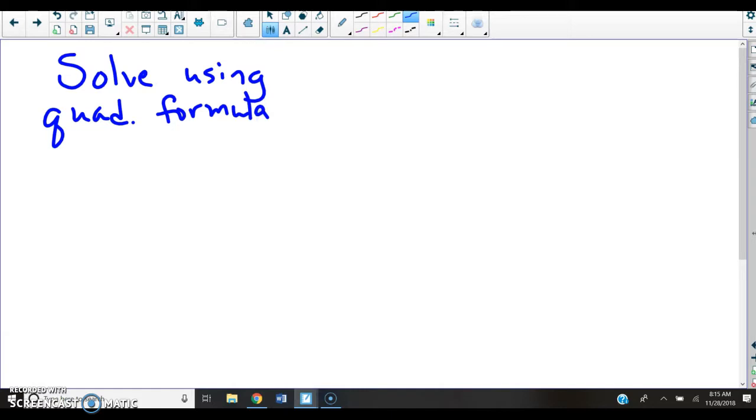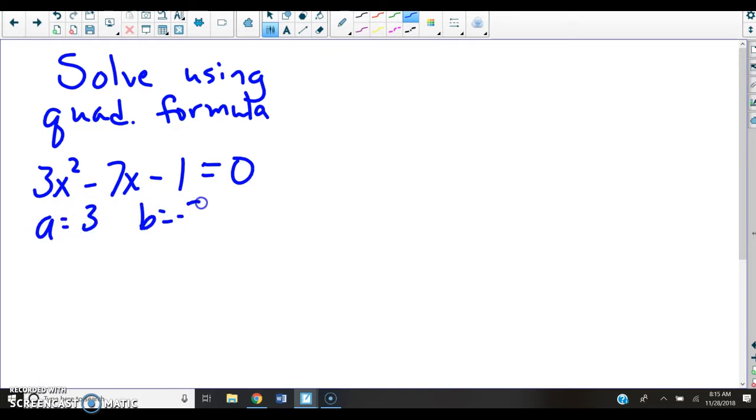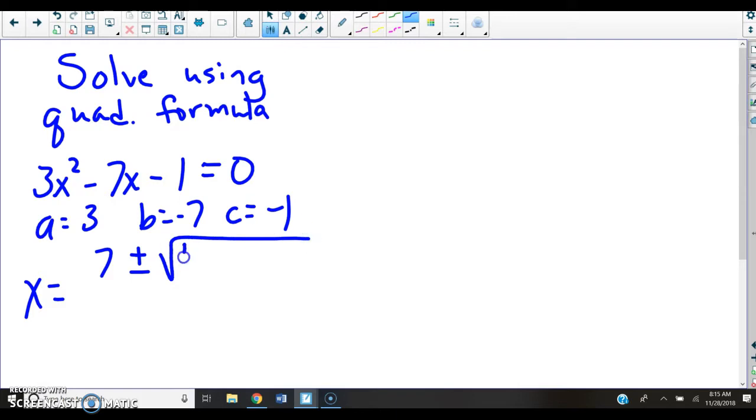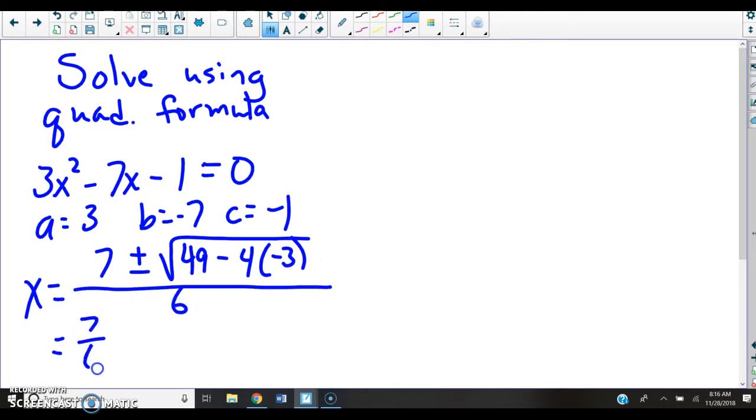You could go back and take a look, but that's if you have something like 3x squared minus 7x minus 1 equals 0. I ask you to identify A, B, and C. And then you put it in the x equals opposite b plus or minus the square root of b squared minus 4ac all over 2a. Okay, so we get 7 over 6 plus or minus, this would be 49 plus 12 is 61, and I believe that's a prime number. Okay, over that same 6.